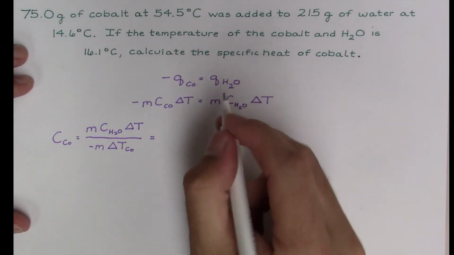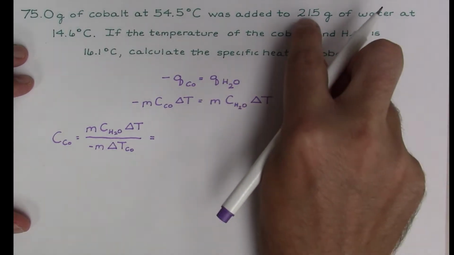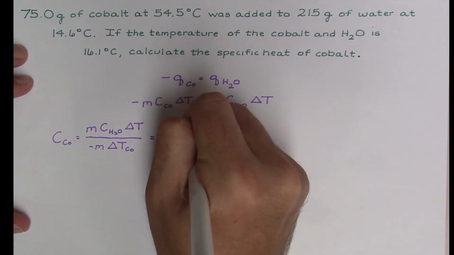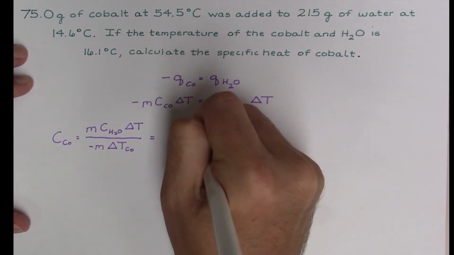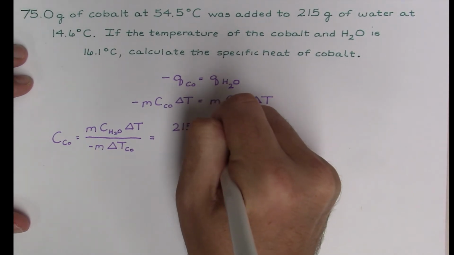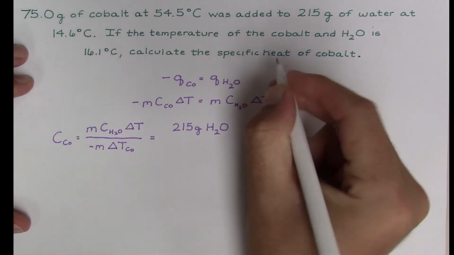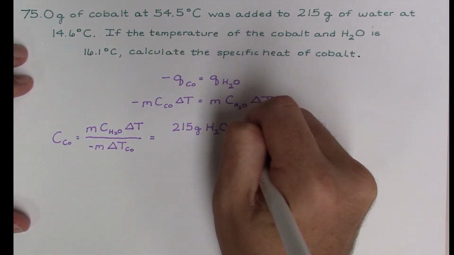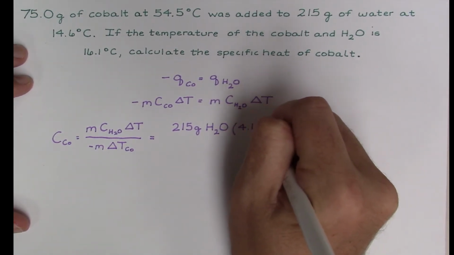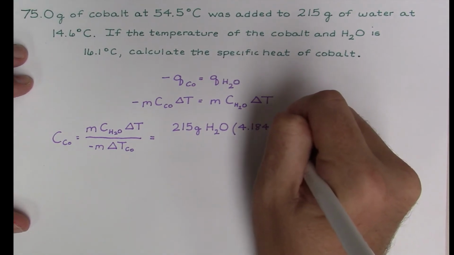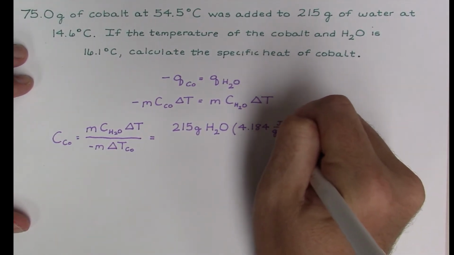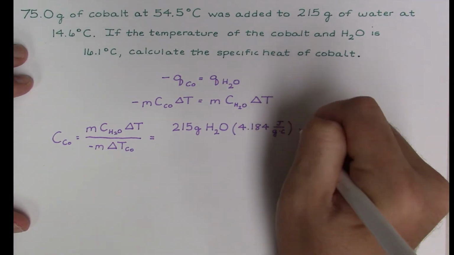So now we must identify these variables. The mass of our water is in the problem at 215 grams of water. The specific heat of water is 4.184 joules per gram degree C. This is a value that I would expect you to know.